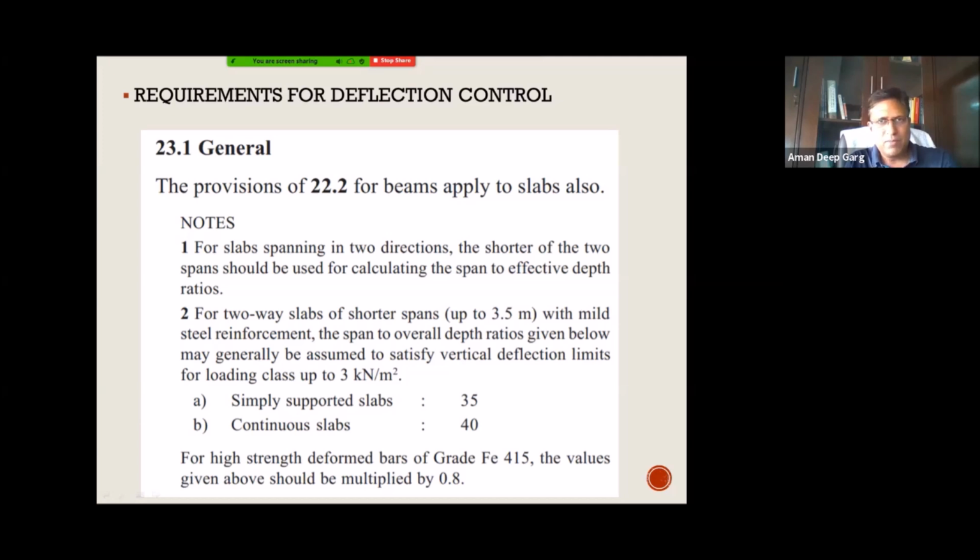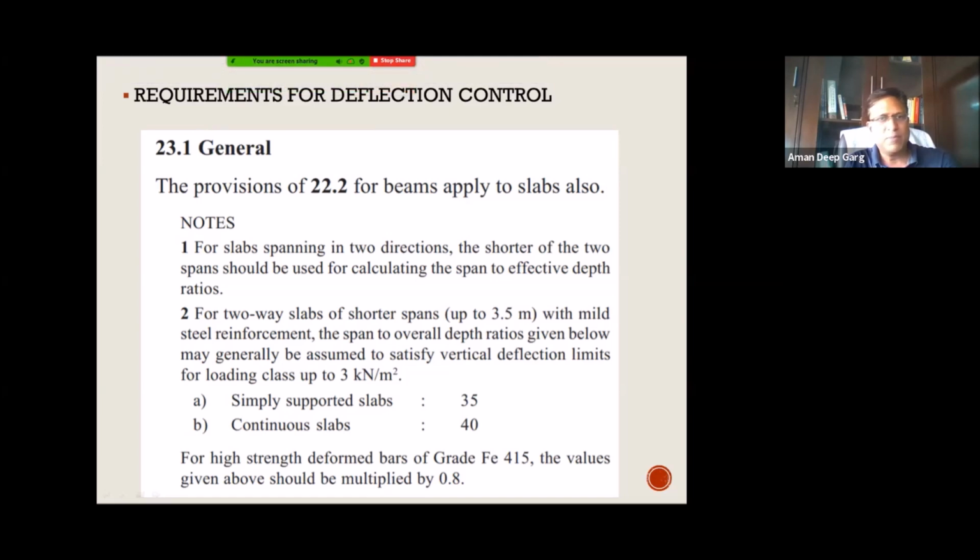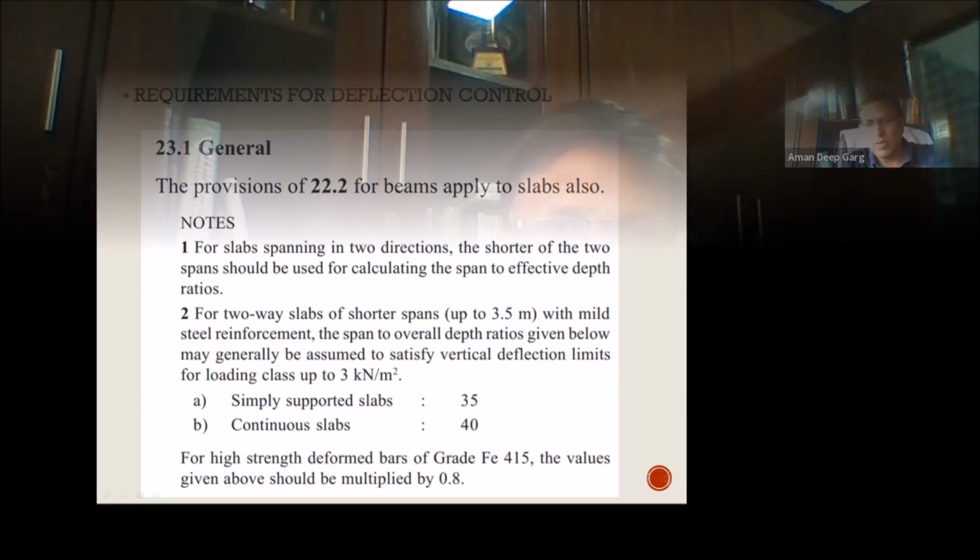Many engineers were not able to understand why this statement is written. But I hope now all of you understand why the smaller span is the governing span, and based on the smaller span only we have to calculate the effective depth requirement using these span to depth ratios. Okay, so friends, I hope now with this your concepts about the slab systems are clear.